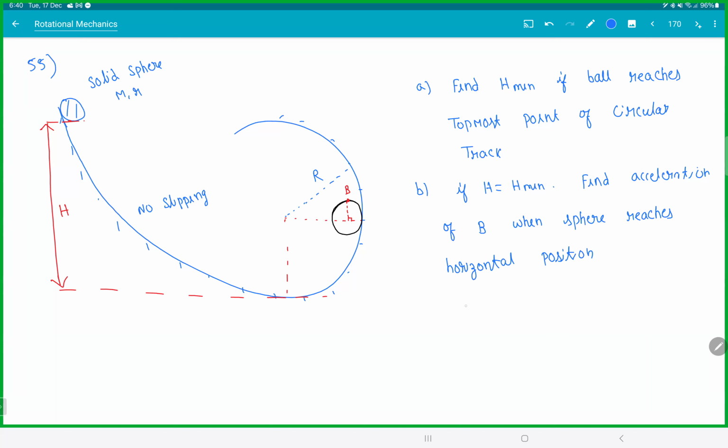B is a point on the circumference. You getting what I'm asking? I'm asking when the sphere is rolling, there is a point on the circumference. So that is this point here. When the sphere comes to this position, I want the acceleration of this point. There. Let's get the first part. I'll give 2 minutes for part A. Find the h minimum to complete the vertical circle. The second part we will see.